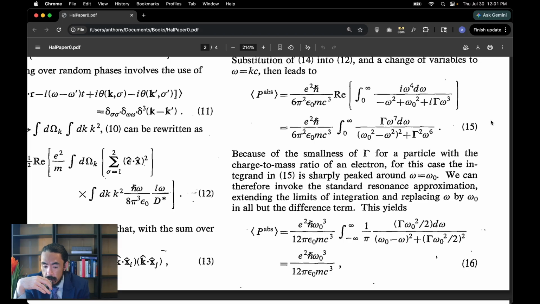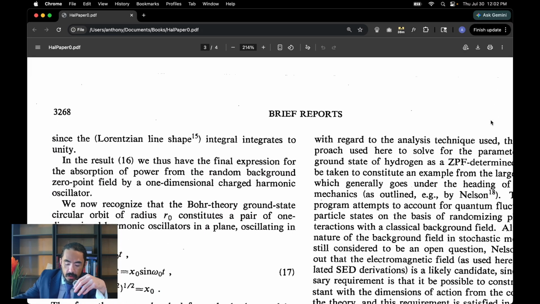This turns out to just be equal to e² ħ ω₀³ over 12π ε₀ m c³, which is to say that the integral from negative infinity to infinity is equal to 1. It just seems like we're integrating a normalized distribution over everything, so that's why it's all equal to 1. It says, since the Lorentzian line shape integral integrates to unity.